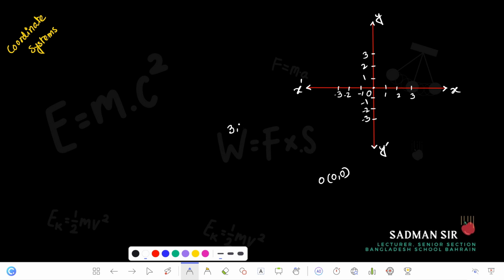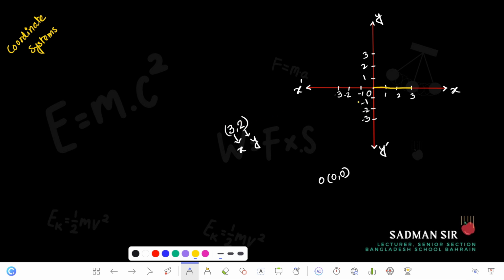Now if I ask you to plot a point, normally the points are given like this, for example 3, 2. This is a point. So how to get to this point? The first value represents the distance you have to travel along the x-axis, and the second value is the distance you have to travel along the y-axis. So let us do that. x is 3, so along the x-axis we will travel 3: 1, 2, 3. And then along the y-axis we will travel 2.